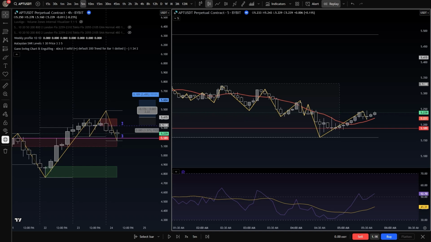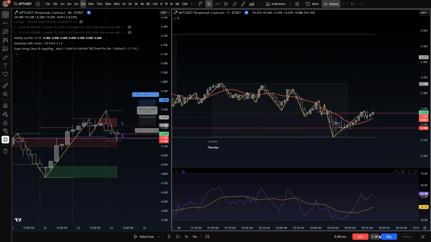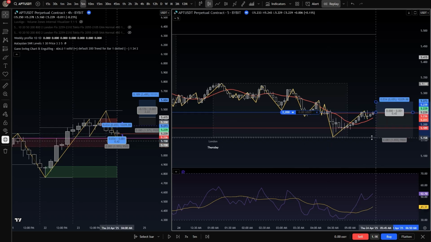Again, I try to find an entry once price comes into the zone and an H4 SNR level. On the 5 minutes timeframe, price breaks the resistance of the leg that made the last swing low. After that, it comes back into the range but immediately turns bullish again. This is where I take my entry to the upside.